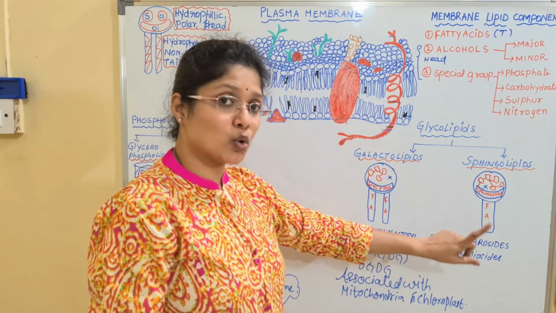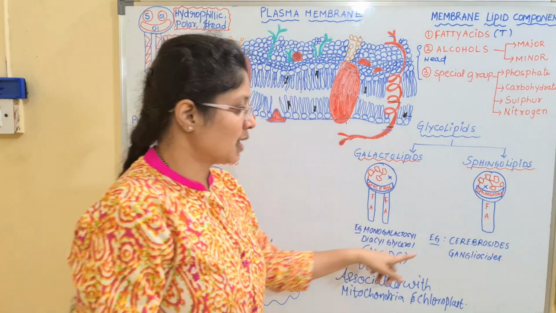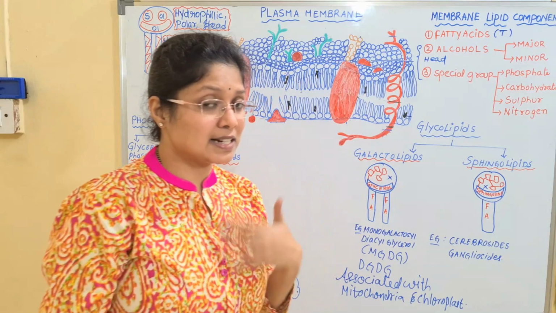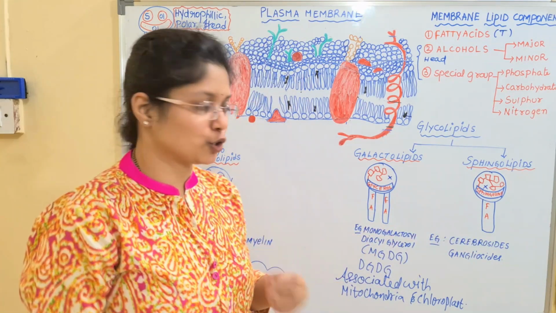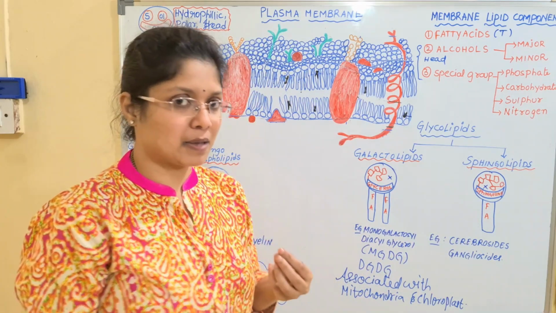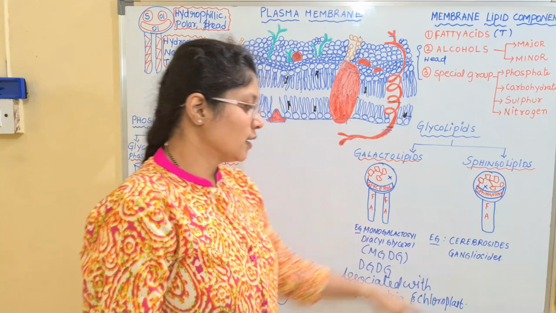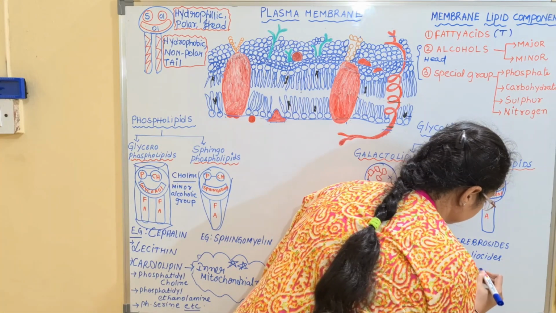Coming to the next point, the examples I have given for the sphingolipids: one is the cerebrosides and the second is the gangliosides. The name itself indicates they are associated with the brain, cerebrum, and ganglions we have in the nervous tissue. So the name itself indicates they are mainly associated with the myelin membranes of the brain. Okay, so this is associated with the brain.